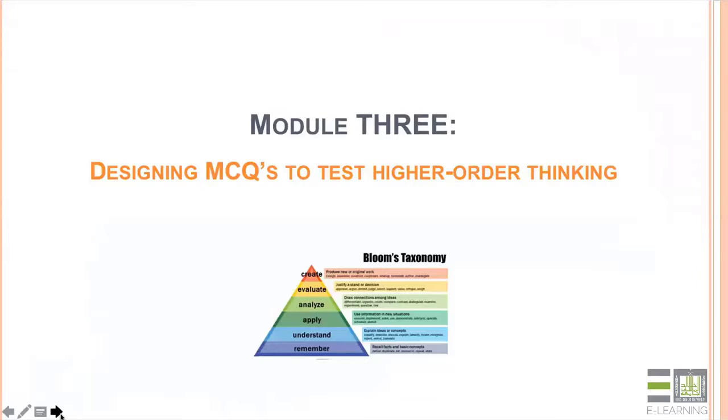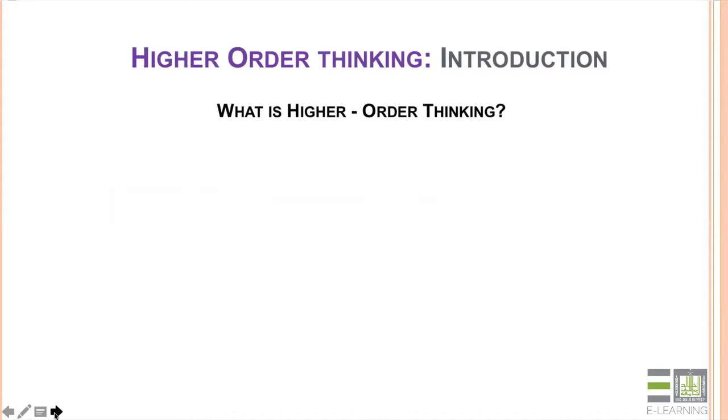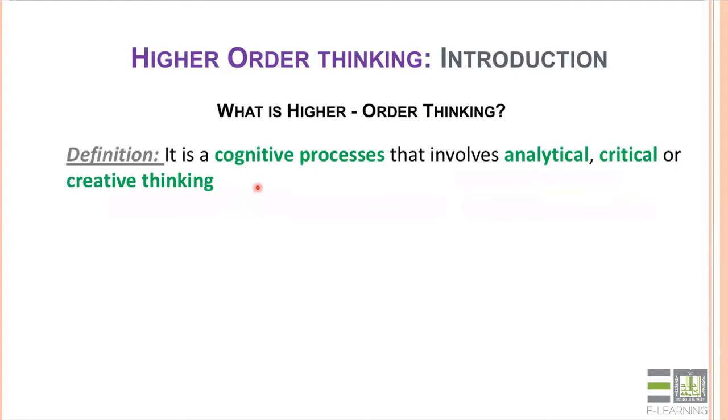Okay, so what we're going to look at next are some strategies to help you when it comes to designing multiple choice questions to test higher order thinking. Now, higher order thinking is more than just memorizing information and recalling or understanding information. If we have a look at this definition here, higher order thinking is defined as a cognitive process which involves students tapping into their analytical, critical, or creative thinking.